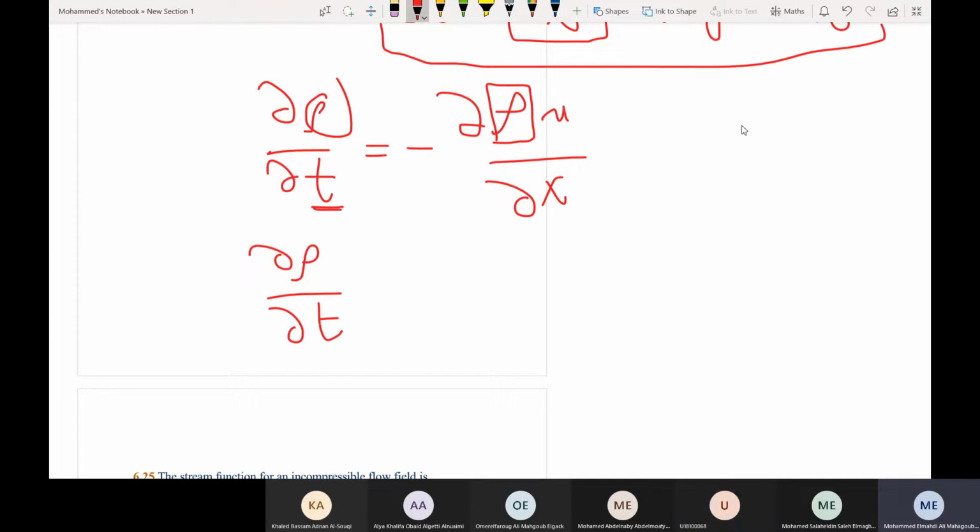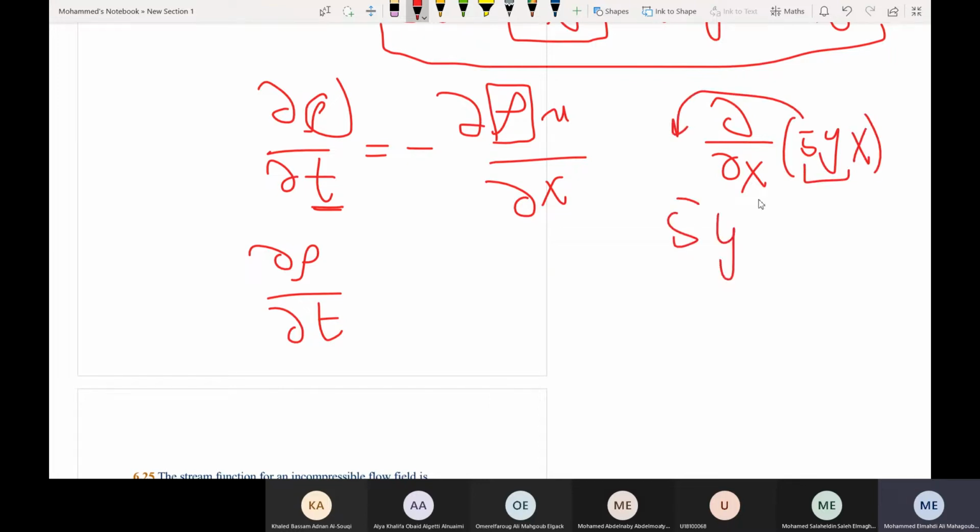If we have, for example, partial by partial x of 5y x, 5y is constant, so we can get it outside the derivative and then differentiate with respect to x only. Yes, because 5y with respect to x is a constant. Likewise, rho with respect to x is a constant, so we can get it outside the derivative. You get it? Yeah, it doesn't change. It stays the same.